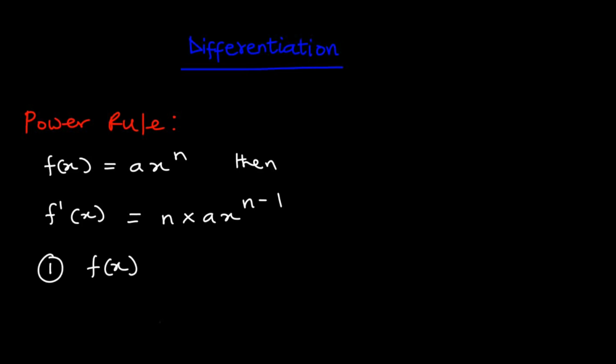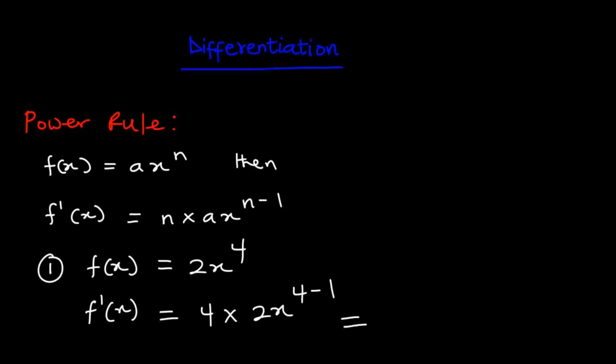An example of this type of function will be f of x equals 2x to the power 4. We want to find the derivative of this function. f prime of x will be equal to 4 times 2x to the power 4 minus 1, and this will be equal to 8x to the power 3. So in that case, this will be the derivative of this function here.